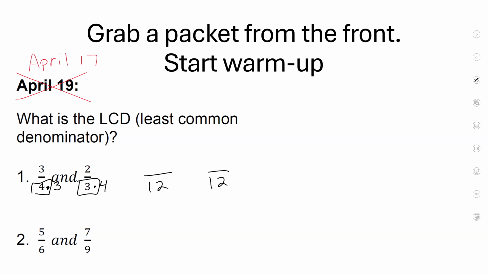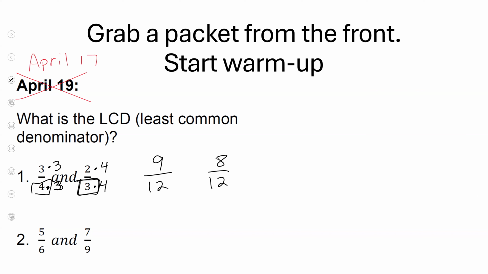Now, if I multiply the bottom by 3, I also need to multiply the top by 3. So 3 times 3 will give me 9. Since I multiplied this denominator by a 4, I also need to multiply the top by 4. So this would become 8. So now I have two fractions where the denominators are the same.